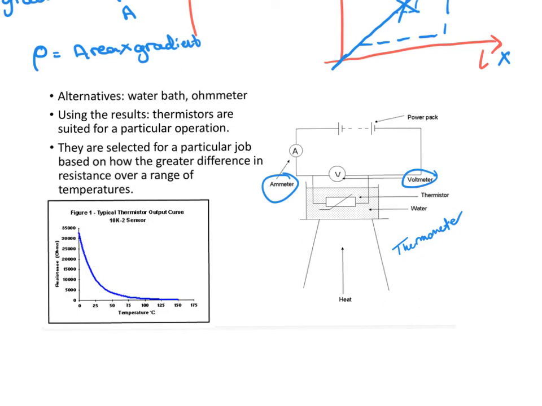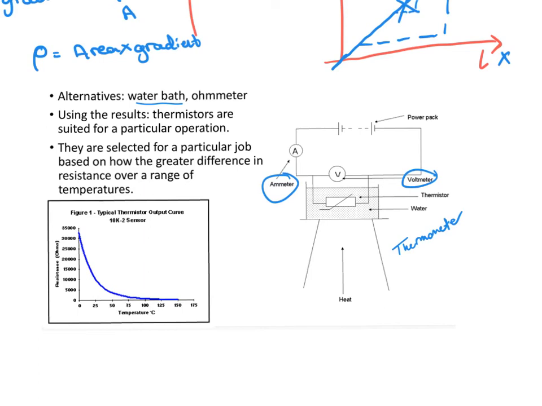So instead of using a Bunsen burner, you could use a water bath, which is less dangerous than direct heat. You could use, instead of a voltmeter and an ammeter, an ohmmeter, and you need to ensure that you're always mixing the water in order for the temperature to be uniform everywhere.